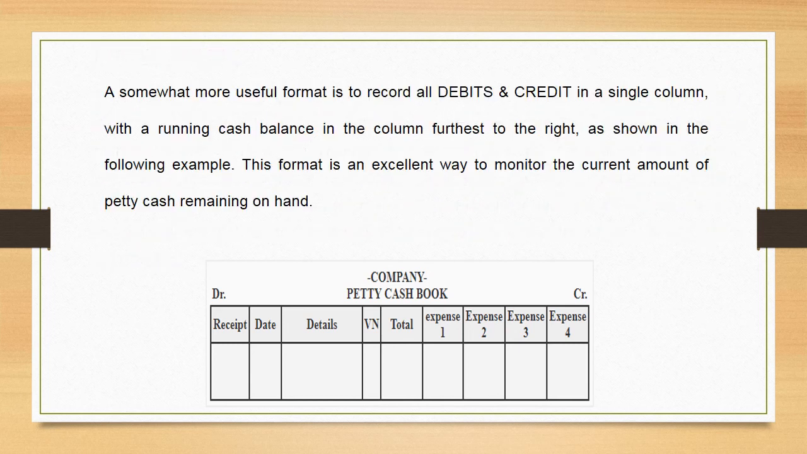A somewhat more useful format is to record all debits and credits in a single column with a running cash balance in the column furthest to the right, as shown in the following example. This format is an excellent way to monitor the current amount of petty cash remaining on hand.